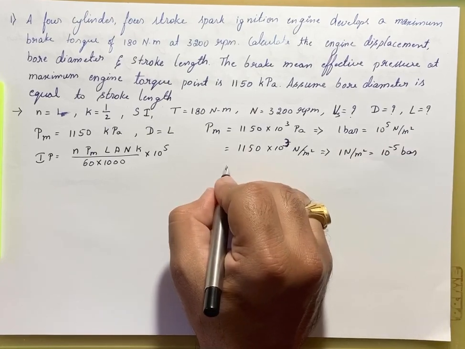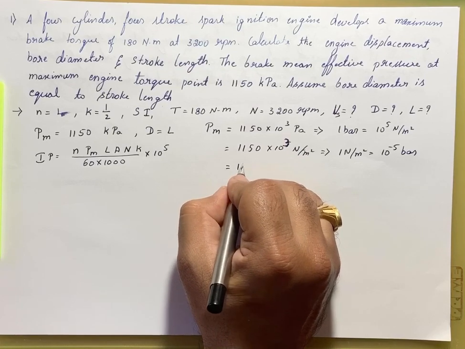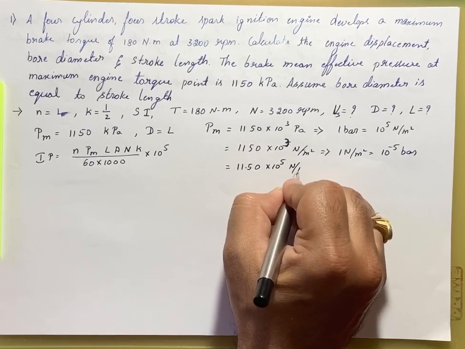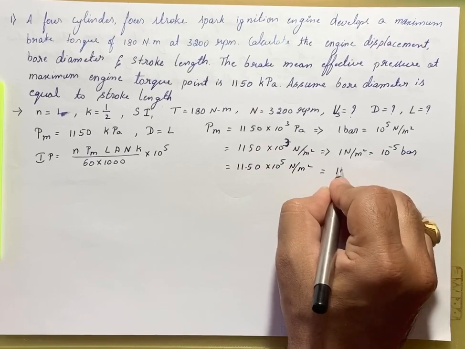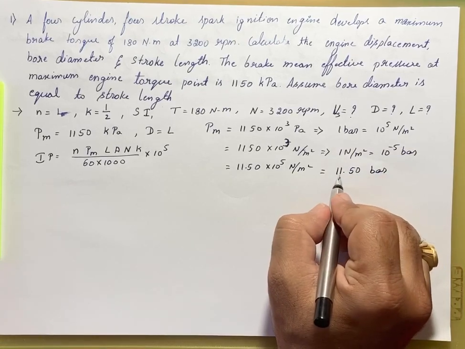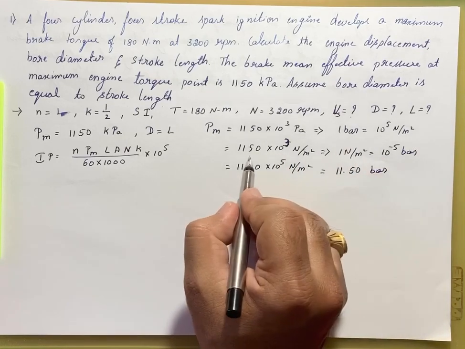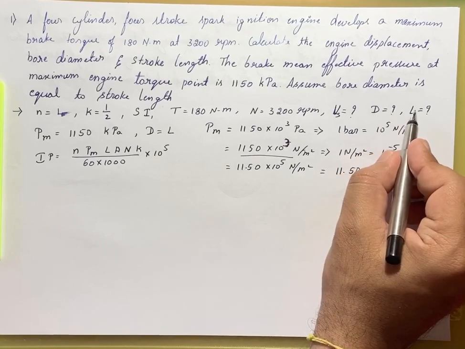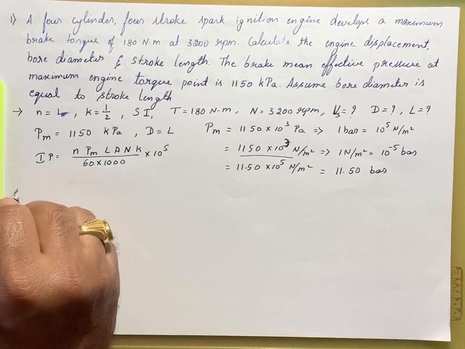Right. So I can write this as 11.50 into 10 raised to 5 Newton per meter square, that is equal to 11.50 bar. I can substitute 11.50 bar, or else I can directly use this and replace it by 10 raised to 5 there. Okay, I can omit 10 raised to 5 and write that formula, or else I can use this one and find out that thing there. Right. Now after that, what he has given? He has given D is equal to L. Right. Then I'll substitute the values.